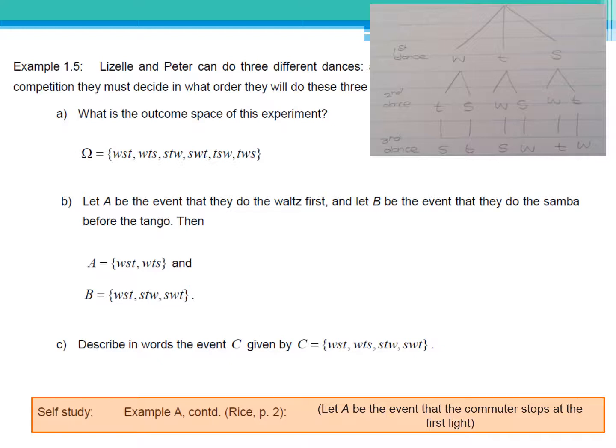Then for question C, they asked you, describe in words the event C given by these outcomes. So in all of those cases, T was not first, so C will be the event that the tango was not done first. Okay, there's another example on page 2 in Rice that you can work through yourself. So there they wanted to let A denote the event that the commuter stops at the first light. And the outcomes are listed in your notes there.